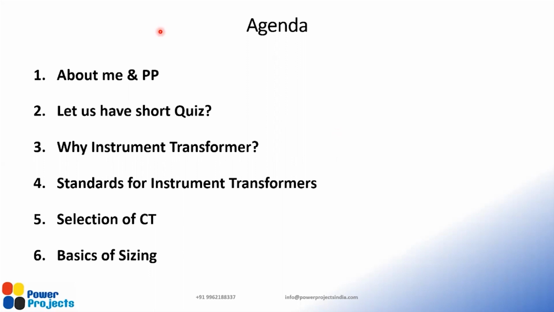Instrument transformers are not measuring devices. Instrument transformers convert or change either voltage or current from the highest value to a quantity which can be measured easily by a measuring device, with a well predefined ratio.